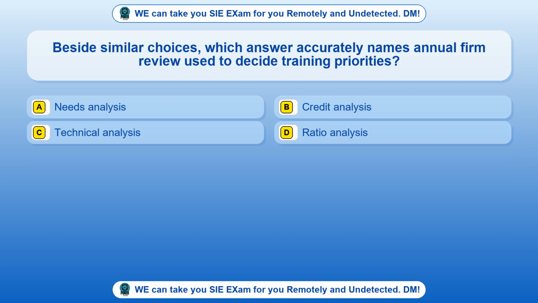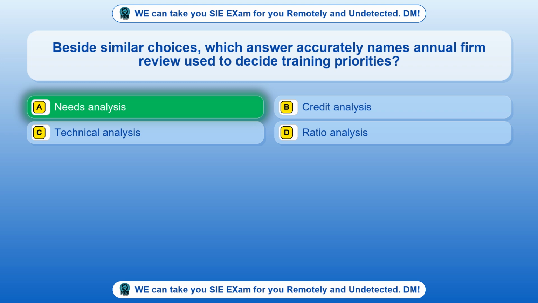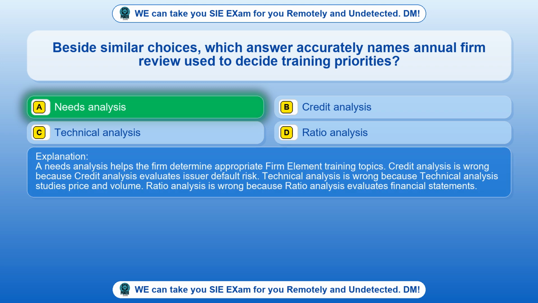Question 93. Besides similar choices, which answer accurately names annual firm review used to decide training priorities? Option A, needs analysis. Option B, credit analysis. Option C, technical analysis. Option D, ratio analysis. The correct answer is option A, needs analysis. A needs analysis helps the firm determine appropriate firm element training topics.